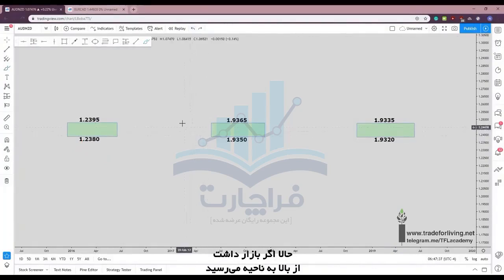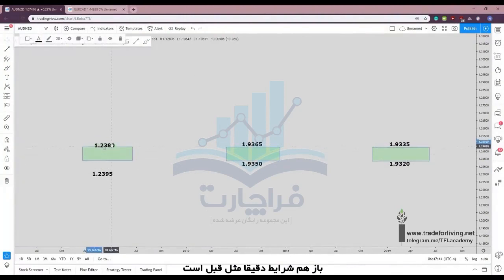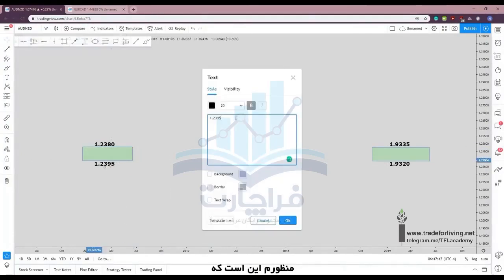Now, if instead the market is coming from above, then the situation is completely the same, but we need to put 15 pips below. So basically, what do I mean? If we have 80, then we will put 65.